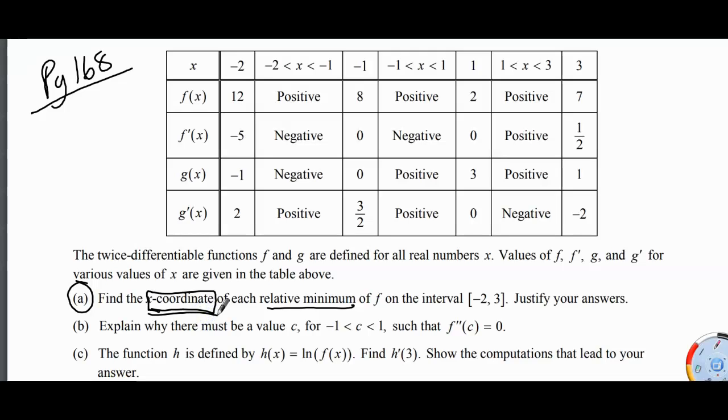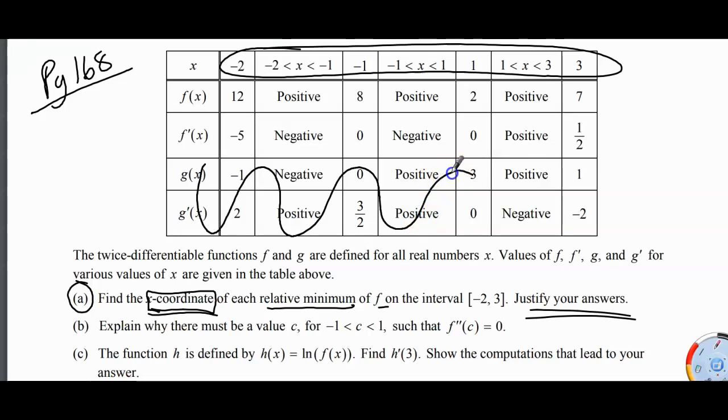And they're asking for it on the interval of -2 to 3, which basically spans the entire table. So they just want to find where the relative minima are. And then secondly, this is pretty important, they do say justify your answer. Okay? And another detail, they want us to pay attention to f. So we don't care about g. I'm just going to scribble that out. We're just looking at f. Okay?